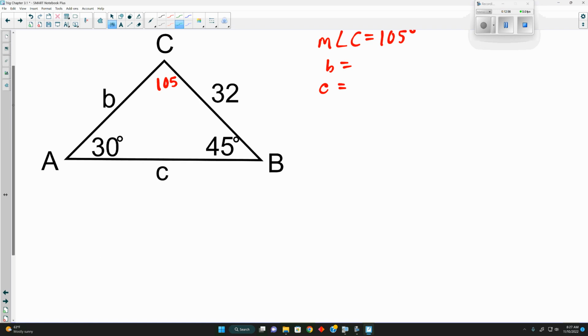Questions on this so far? I'm just going to pick side length B to solve first. So we can say B over sine of 45 is equal to, the only side that was given to us was 32, and then it's over sine of 30.